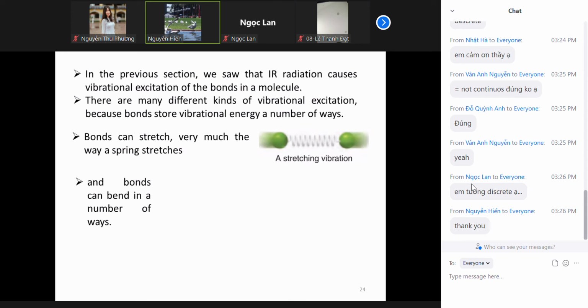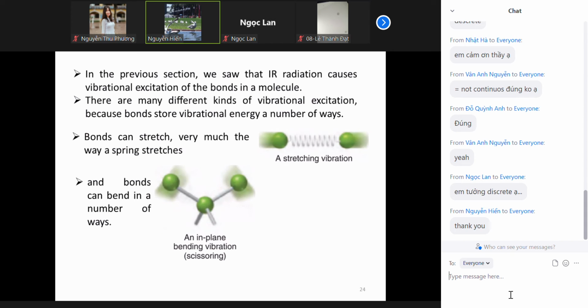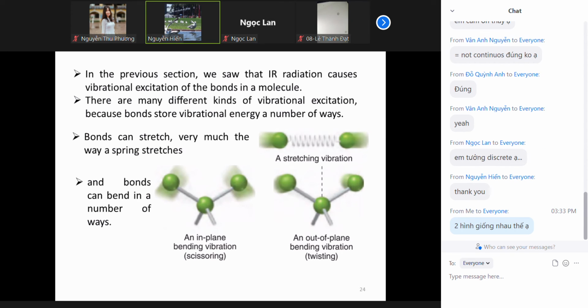Bonds can bend in a number of ways. It can bend like the two parts of a scissor. The two parts of the scissors can close or open, but in the same plane. You can imagine the two atoms as two balls moving close to each other or far away from each other, like the two parts of the scissors. Or they can bend out of the plane. So one ball is going out, toward our eyes, and one ball is going away from our eyes. Yeah, they're different.